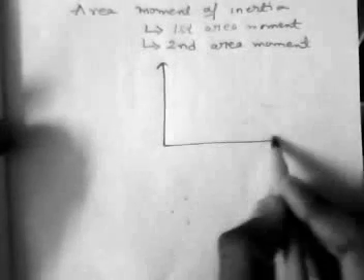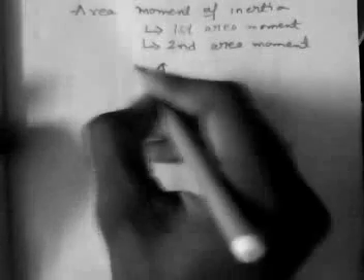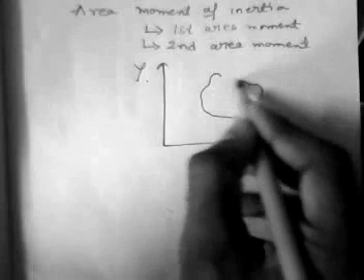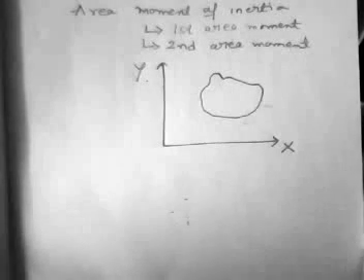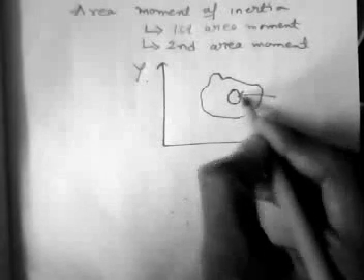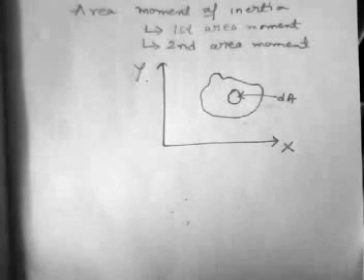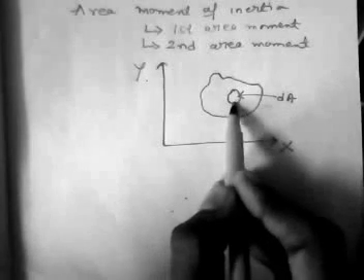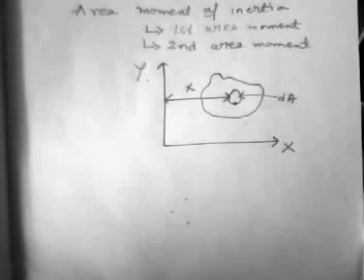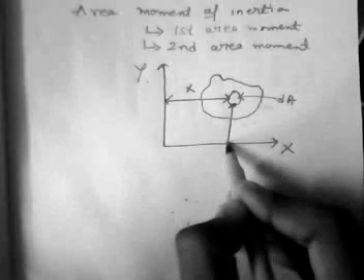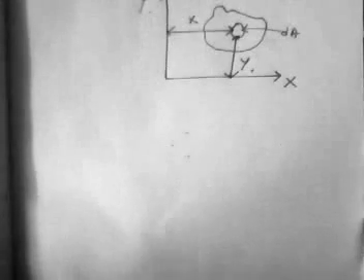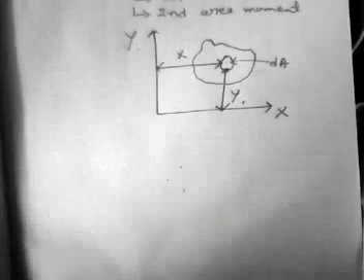So this is an axis system. This is the x-axis. This is the y-axis. Suppose we are considering an arbitrary area, and here we are considering a small elemental area, say named dA, and this small elemental area has distance x from the y-axis and distance y from the x-axis.